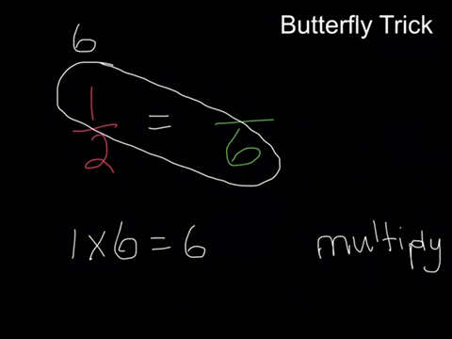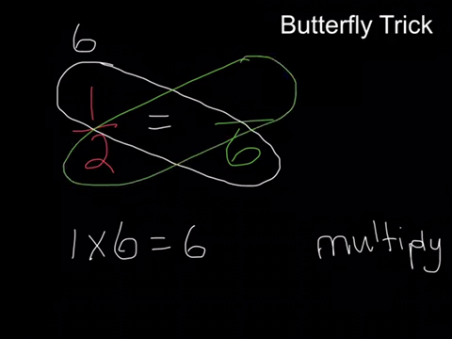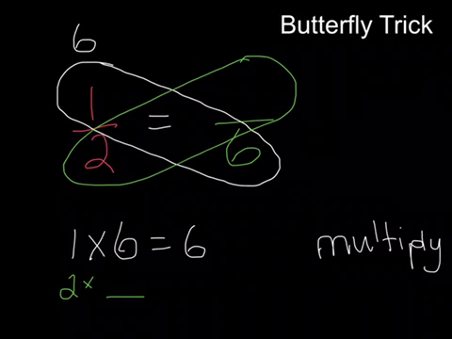And then, I have a missing part. Now I have 2 times blank. What is that supposed to equal if they are equal fractions, equivalent fractions? You're right, it's supposed to equal 6. So what number can go in the blank to give us an answer of 6? 2 times what equals 6? You are correct. 2 times 3 equals 6.